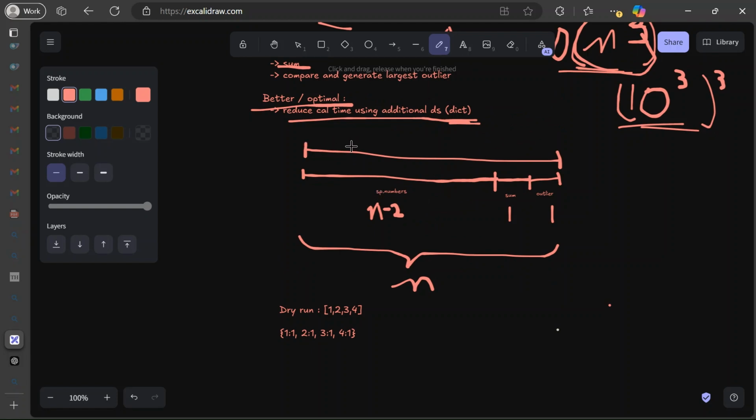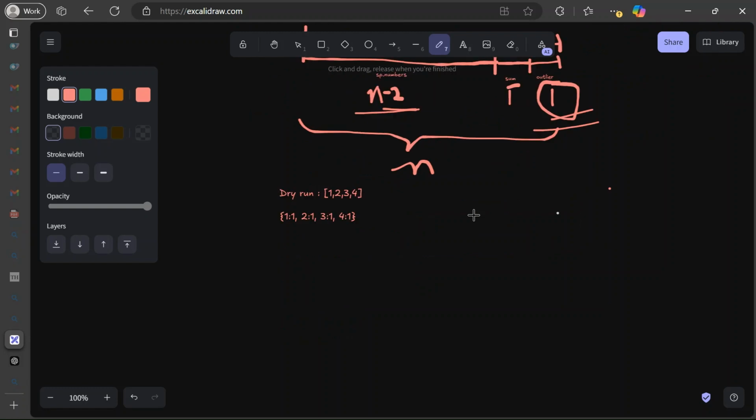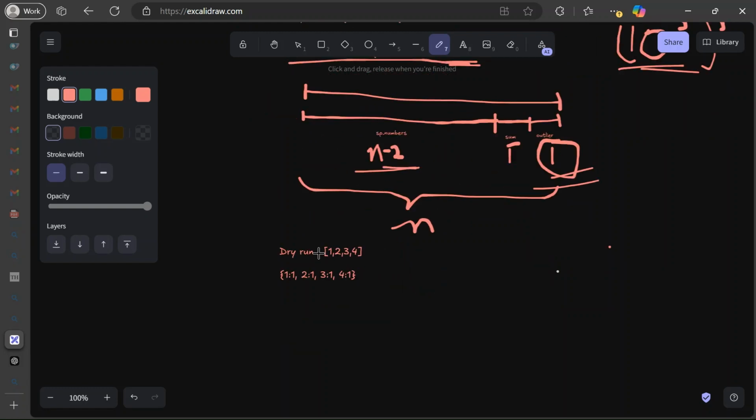So this is my 1D array. These are the n minus 2 special numbers. One would be a sum and one would be an outlier, always. It's given in the question that one outlier is always present. We have to find the maximum outlier. So I would try to run with this example. Using Counter in Python, I would generate this dictionary of count of every element present in the nums array.